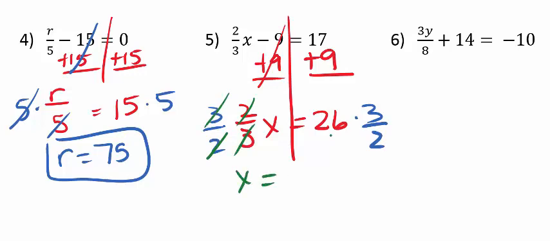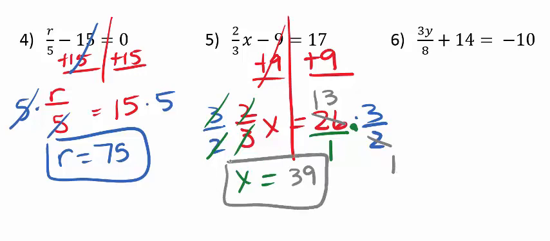I'm going to go ahead and put this 26 over 1 to make it look like a fraction. When we multiply fractions, we can reduce diagonally. I can reduce the 2 and the 26. 2 goes into itself 1 time and into 26 13 times. Now when we multiply across, 13 times 3 is 39. 1 times 1 is 1, and then 39 over 1 is just 39.